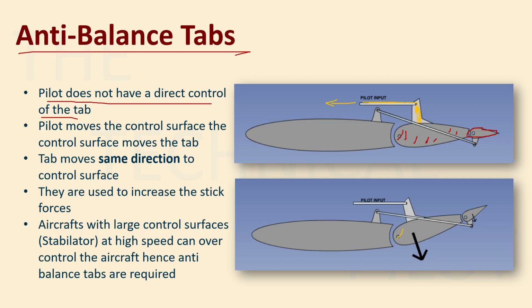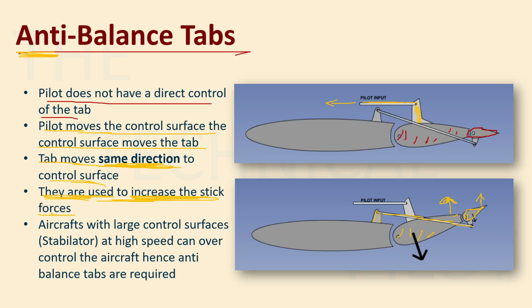As you can see, the pilot has moved this control surface upwards, and this has deflected the anti-balance tab in the same direction this time. So you can see the tab is deflected but in the same direction. The elevator has moved upwards, your control surface has moved upwards, and your tab also has moved upwards, right? So the pilot moves the control surface and the control surface moves the tab. The tab moved in the same direction. So anti-balance tab, although the name is anti-balance, it is moving in the same direction to the control surface, and then they are used to increase the stick forces, right?